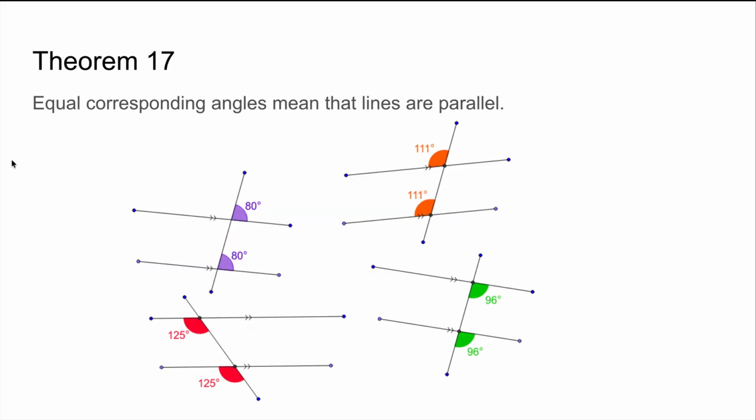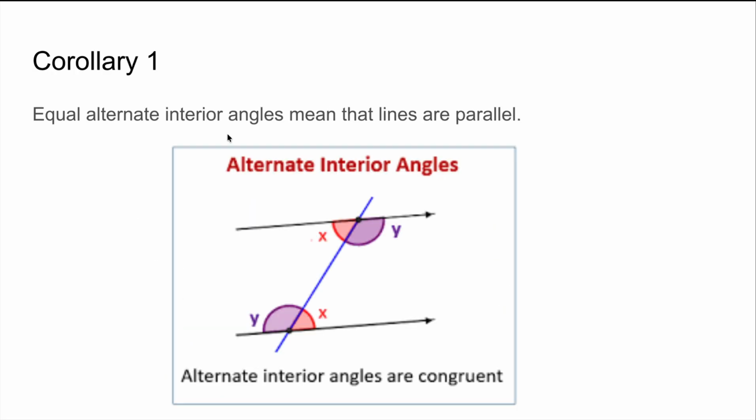So theorem 17, equal corresponding angles means that the lines are parallel. So anytime that you see these relationships happening, this is a way to prove that lines are parallel. Corollary 1. Equal alternating interior angles mean that lines are parallel. So all those things we just talked about are ways to prove lines are parallel. That is the point of this chapter. Proving lines are parallel using rules that you know.